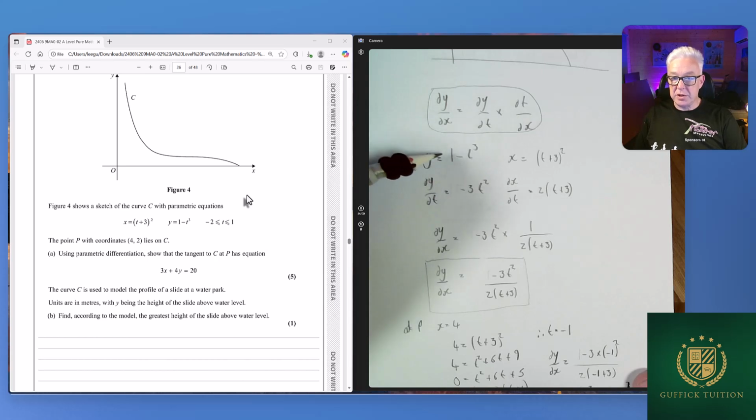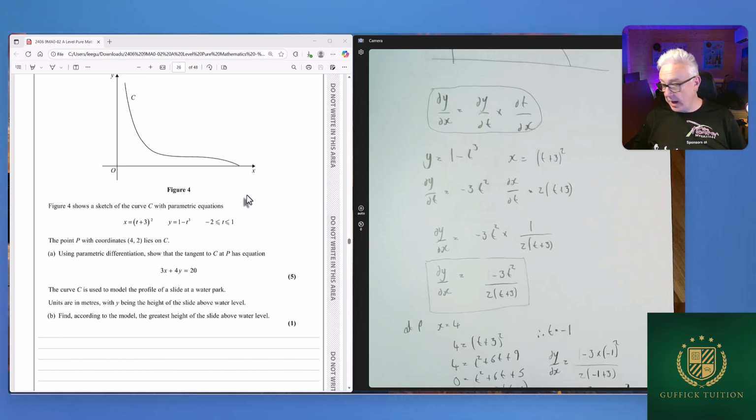So y is equal to 1 − t³. Therefore dy/dt is going to be −3t². So that's the first bit differentiated. Let's differentiate the x. We have (t + 3) all squared. So using the chain rule, that's going to go to 2 times (t + 3). We technically need to think about timesing that by the derivative of the inner function. However, in this particular case, the derivative of the inner function is 1. So technically, we've got to times it by 1.